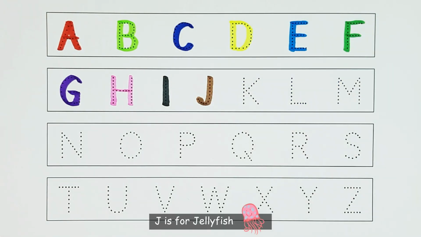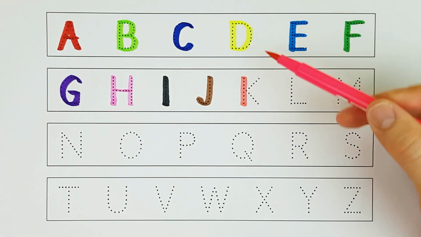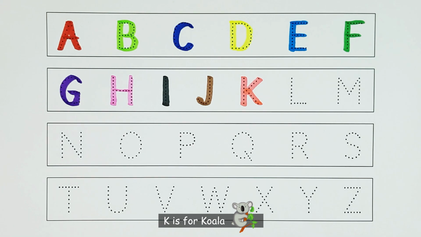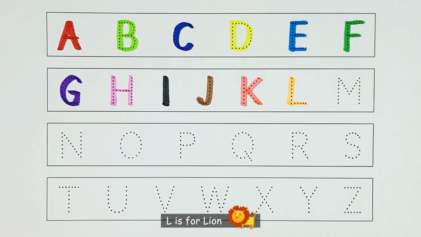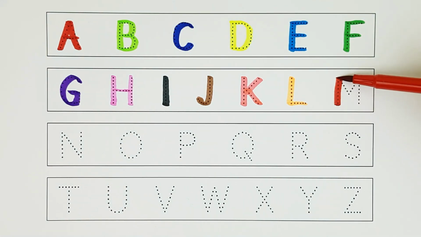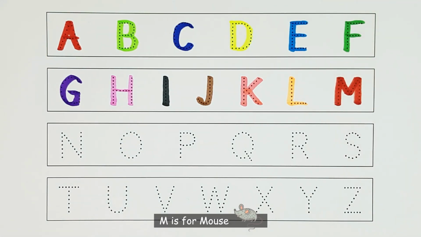J is for jellyfish. J. K is for koala. K. L is for lion. L. M is for mouse. M.